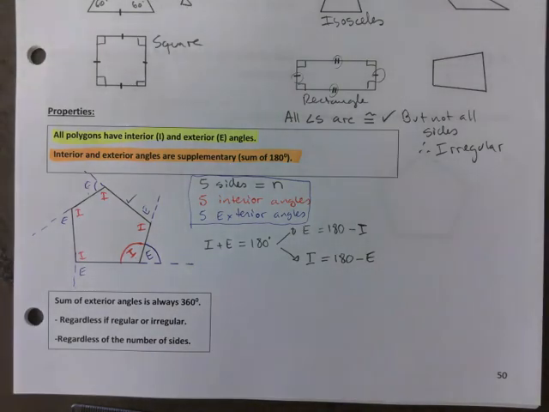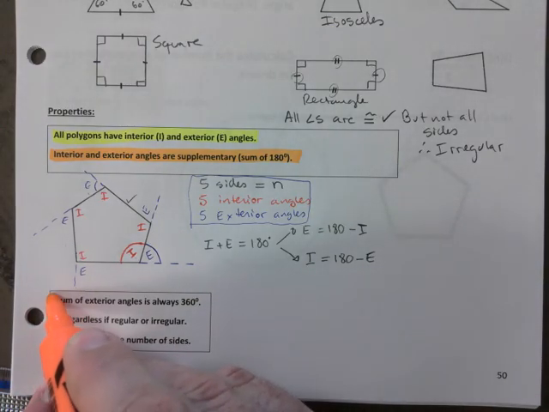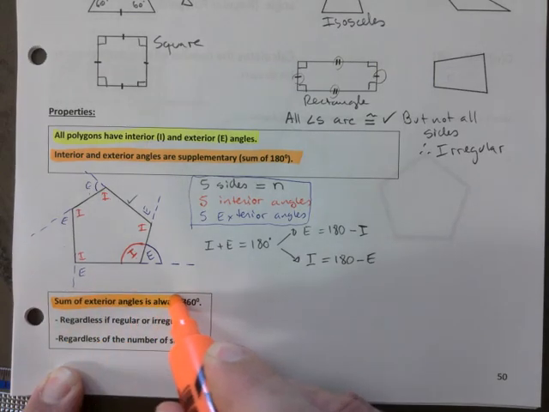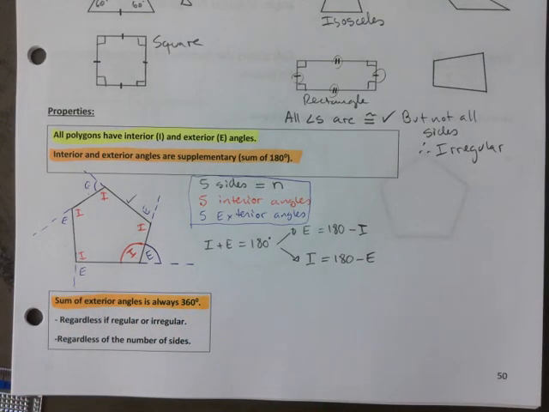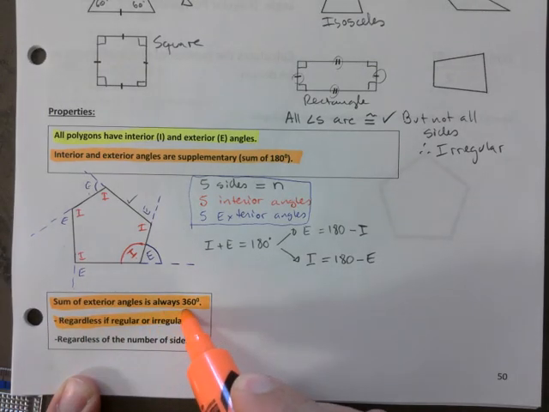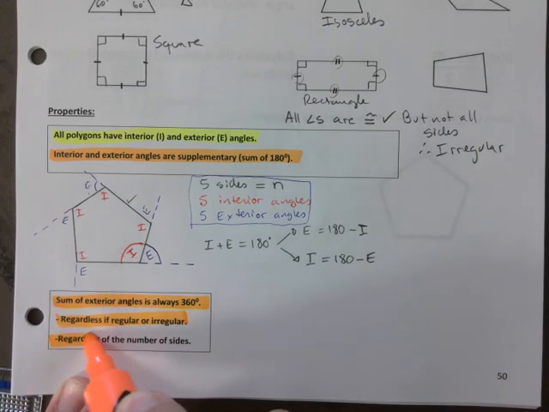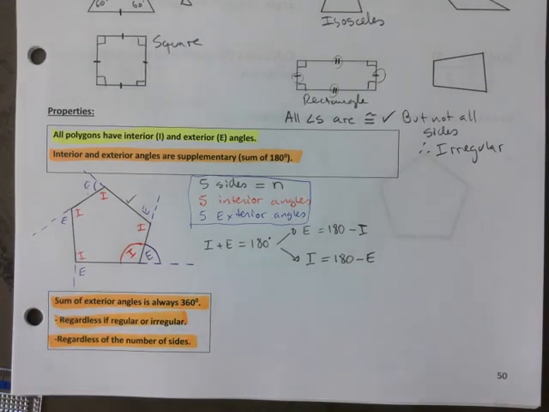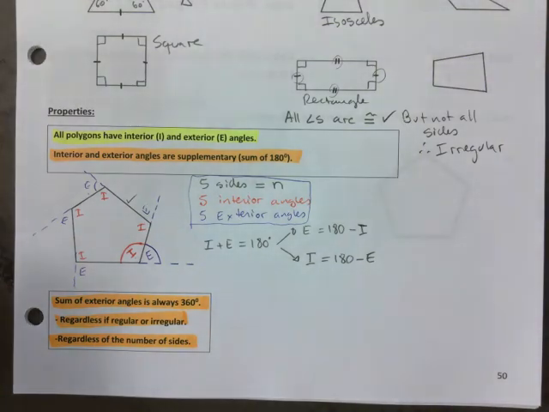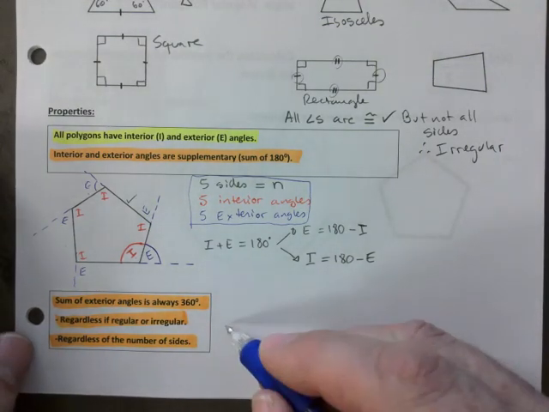I want you to highlight this part. The sum of exterior angles is always going to be 360 degrees, regardless of regular or irregular, regardless of the number of sides. Doesn't matter. Study sheet.